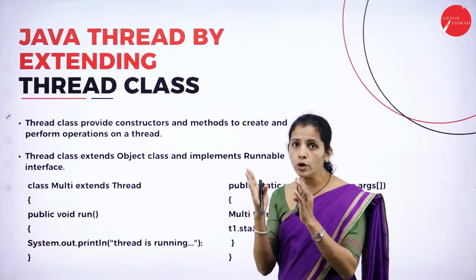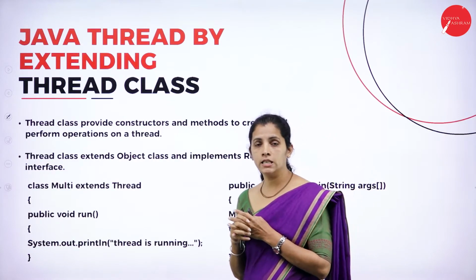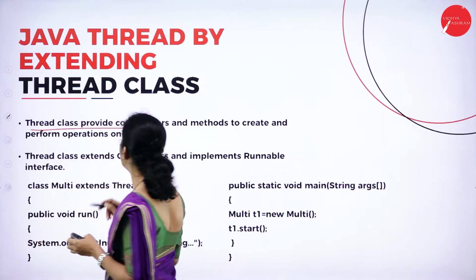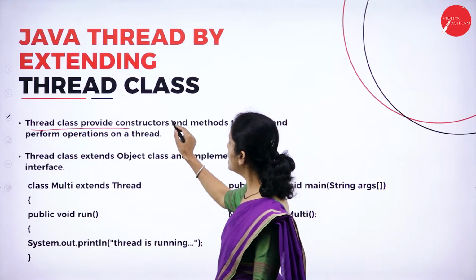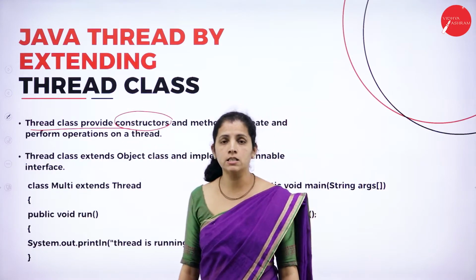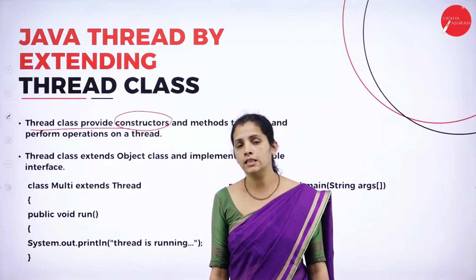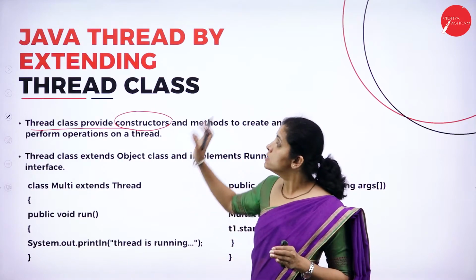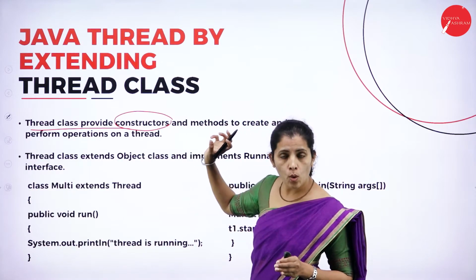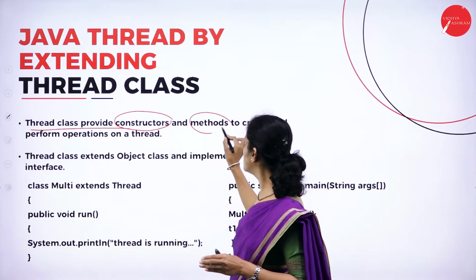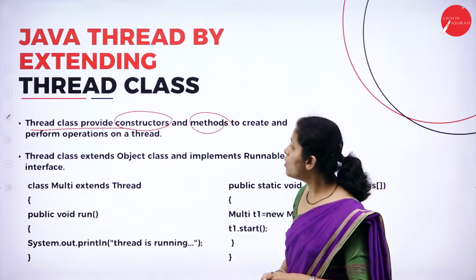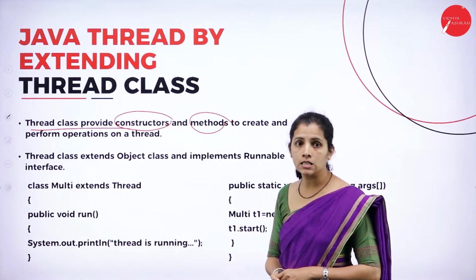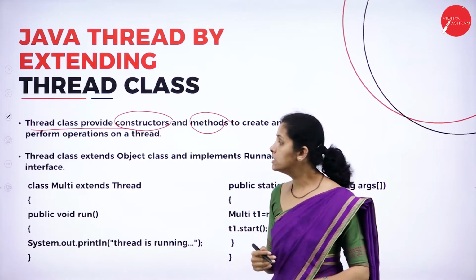That means now I'm going to create a Java thread by extending the built-in Thread class. So here the Thread class provides a constructor. So what is this constructor? That is nothing but a method whose name is the same as the class name. And here the Java Thread class provides constructors as well as methods to create and perform operations on a thread. By using the built-in Thread class, I am able to create my own thread.